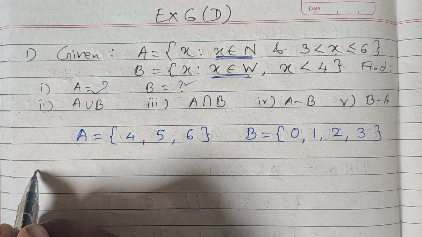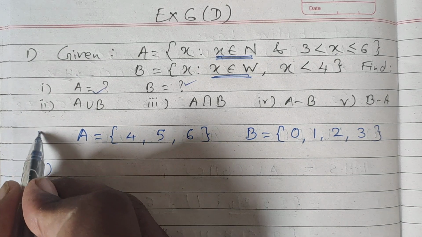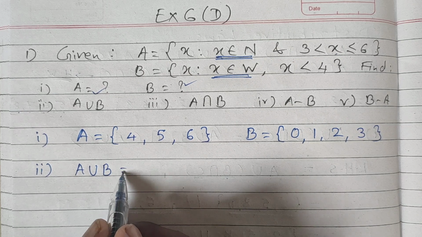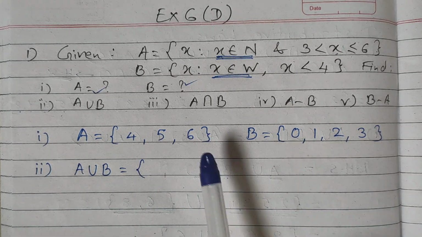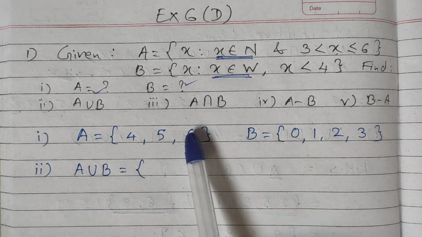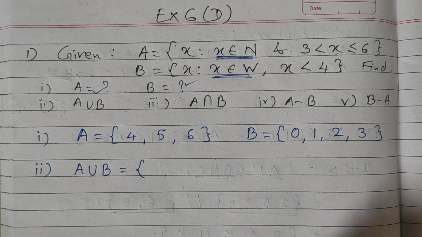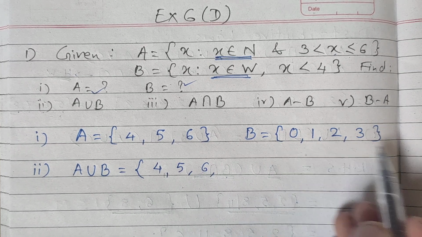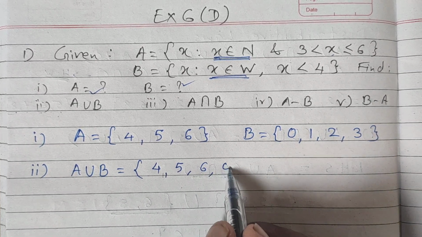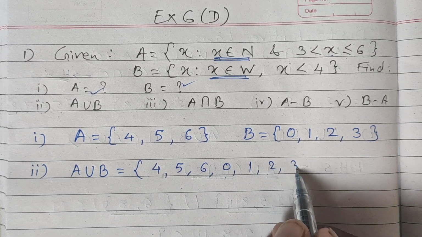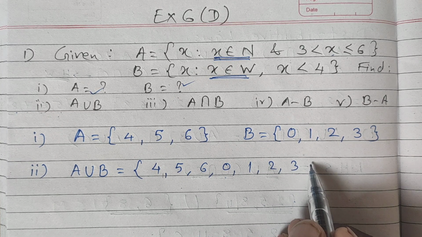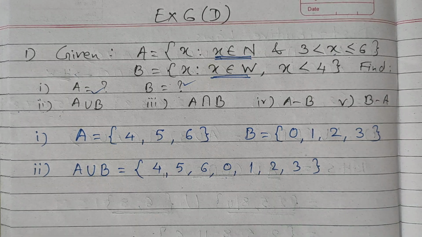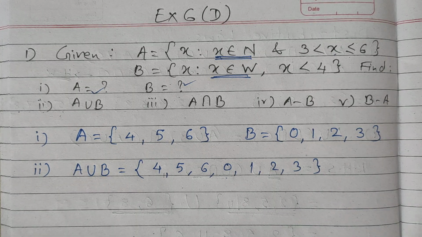Then the second part. In the second part, what do we need to do? A union B. That means we will combine these two sets without repetition of the elements. First write down the A set as it is, then combine with the B set: 0, 1, 2, 3. Correct? So A and B sets are combined without repetition of elements.